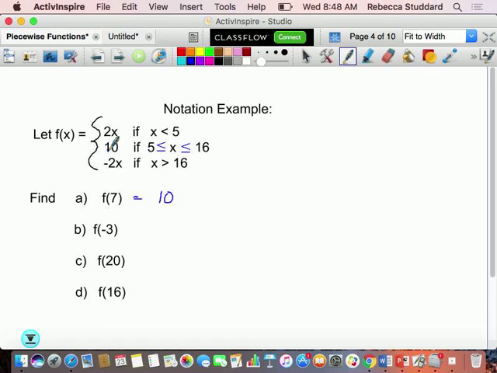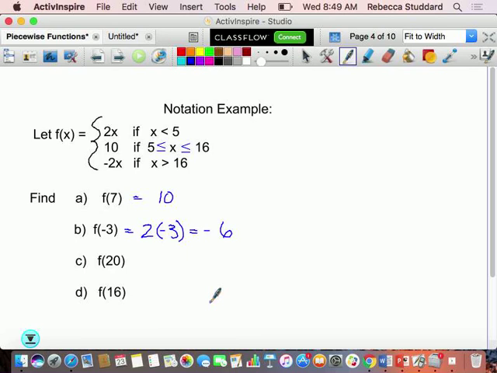Yes. All right, let's look at -3, though. -3, which domain does it fall into? X is less than 5. So when x is less than 5, our f of x is 2 times x. So we're going to have 2 times, what are we plugging in for x? -3. So the answer is -6. Thumbs up, sideways, down.